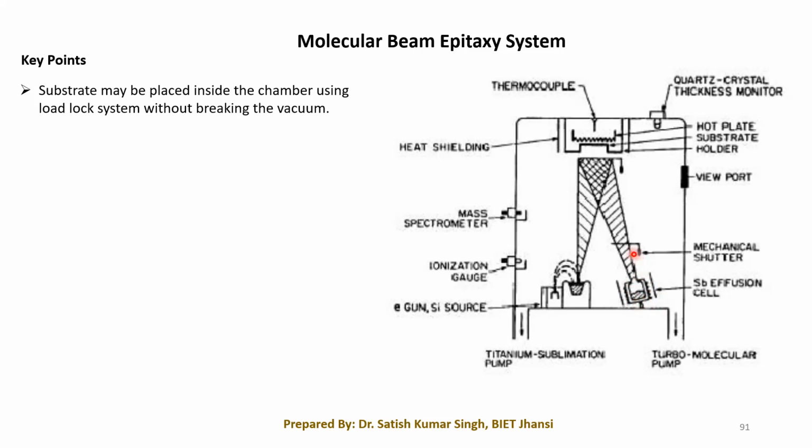And here you can see the mechanical shutter. This is one of the shutters, and we have another shutter just before our substrate. Both shutters together can control the amount of beams that impinge onto this substrate. That can be controlled by these mechanical shutters.